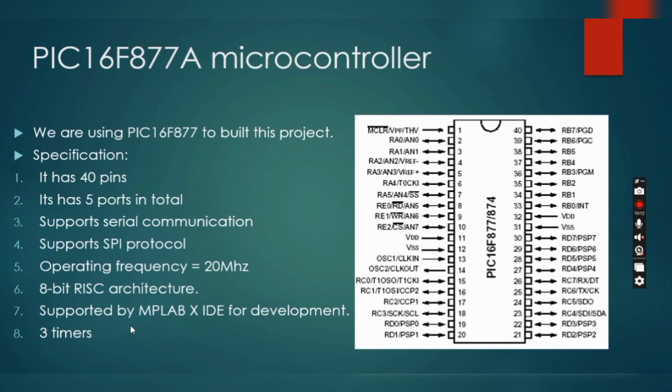Then it incorporates an analog to digital converter with multiple channels, enabling it to interface with analog sensors and signals. Then this microcontroller has low power features, allowing it to operate efficiently in battery powered or energy conscious applications. Then this microcontroller has three timers, that is timer 0, timer 1 and timer 2. For our project we have used timer 2, and it operates on the frequency of 20 megahertz.